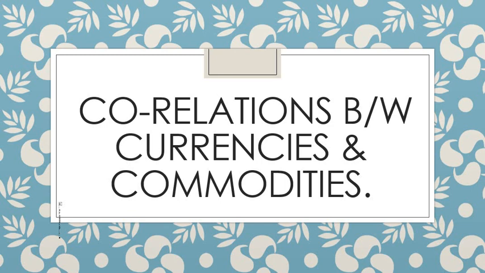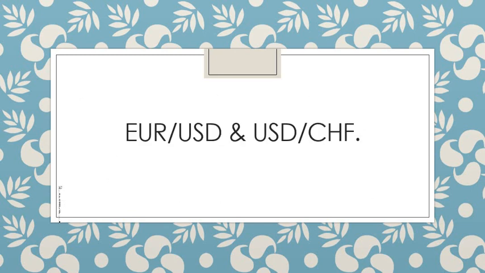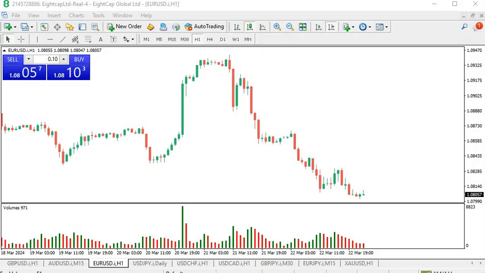We will start with Euro USD and USD CHF. Euro USD has a completely negative correlation with USD CHF. When one pair goes up, the second pair goes down. Let me show you the chart of Euro USD and USD CHF, and I will further explain why there is negative correlation between these two pairs.